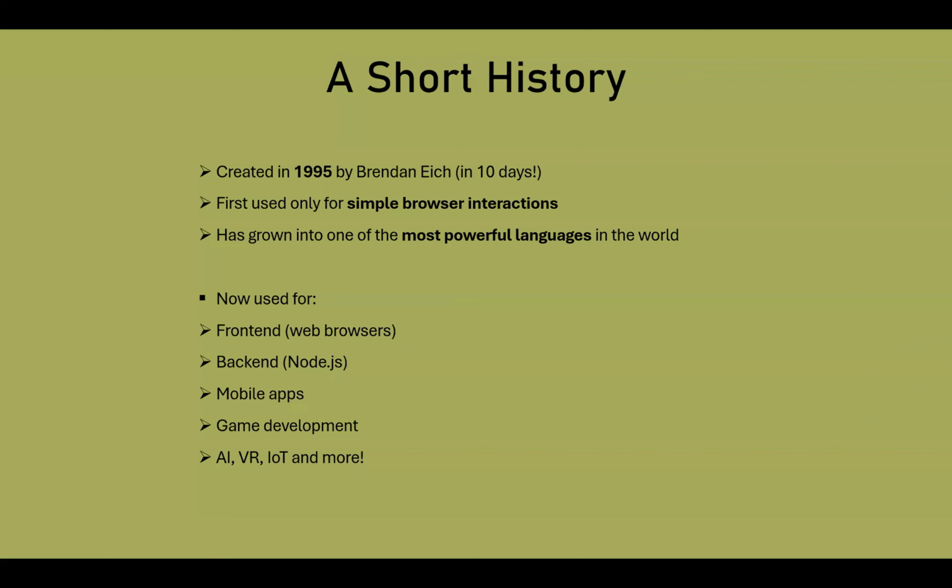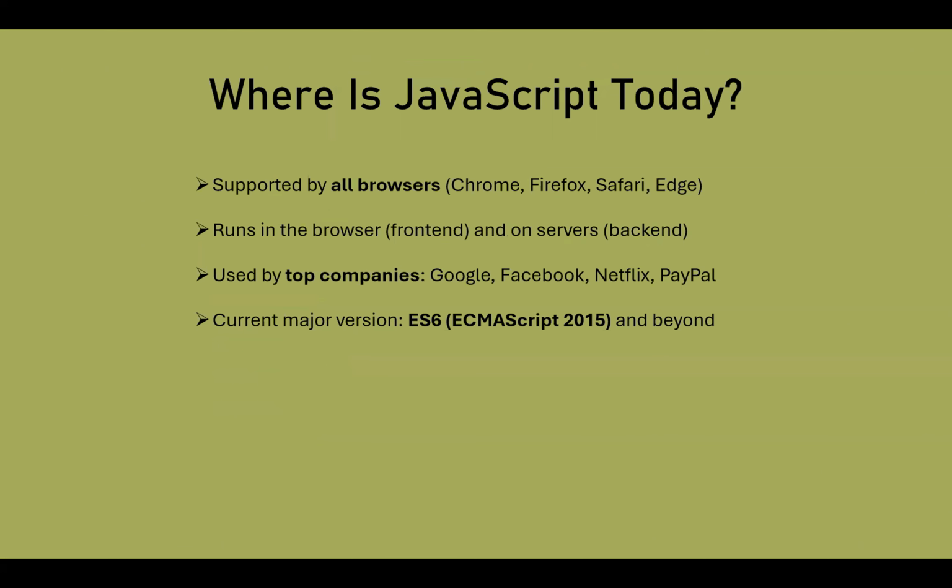It's now used for front-end web browsers, and back-end as well. Node.js is like the back-end of JavaScript. It's basically JavaScript you're writing, but for the server. You use JavaScript now in mobile apps, in game development, in AI, virtual reality, Internet of Things, and many more things. So many things now rely on JavaScript, so you can see how important it is.